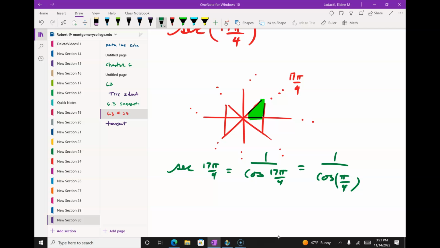I look at my reference table and I see that that's rad 2 over 2. And then I get it to look nice. So keep, change, flip, 2 over rad 2. Rationalize. And I get just rad 2.